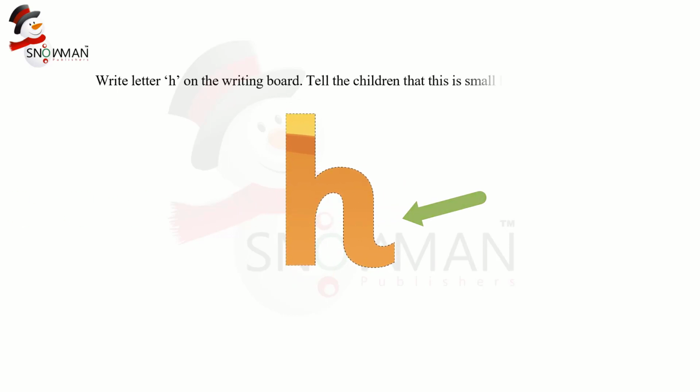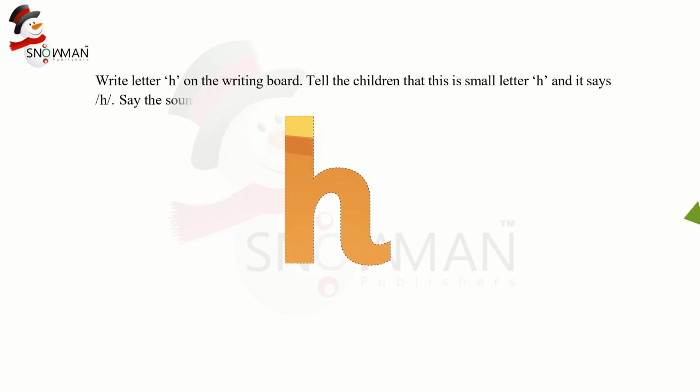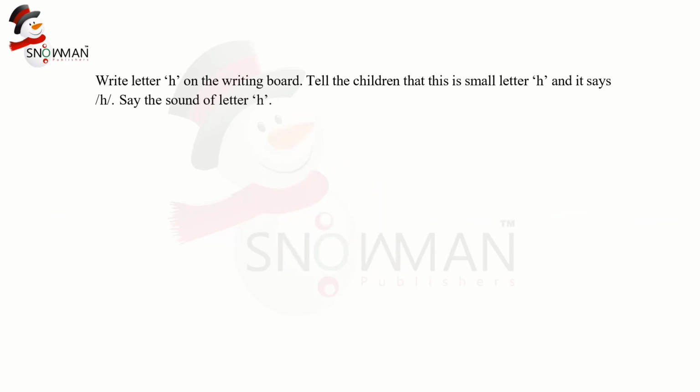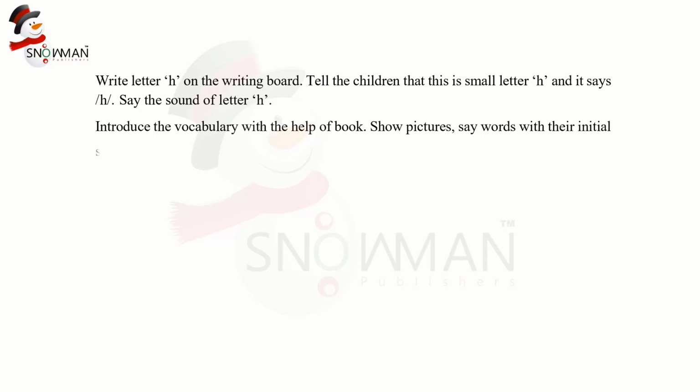Write the letter H on the writing board. Tell the children that this is small letter h and it says H. Say the sound of the letter H. Introduce the vocabulary with the help of the book. Show pictures and say words with their initial sound.